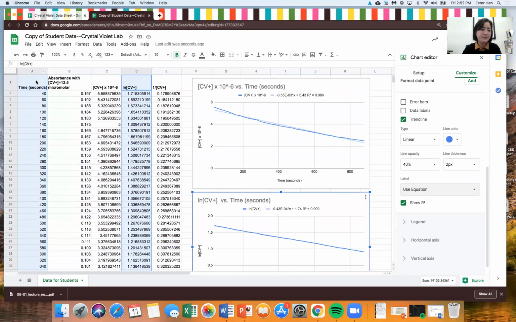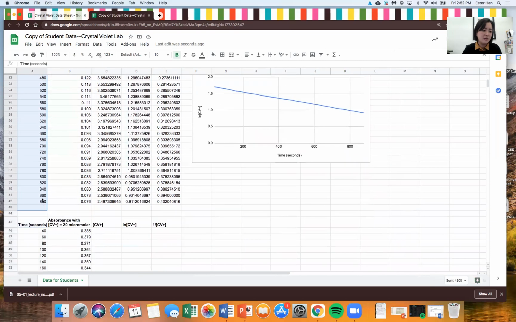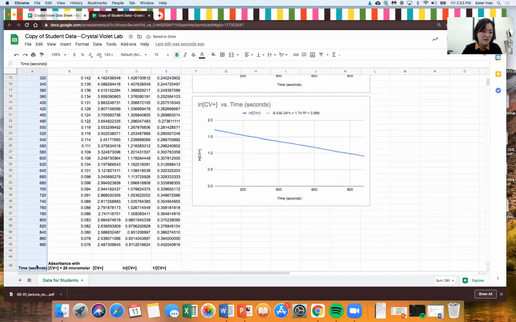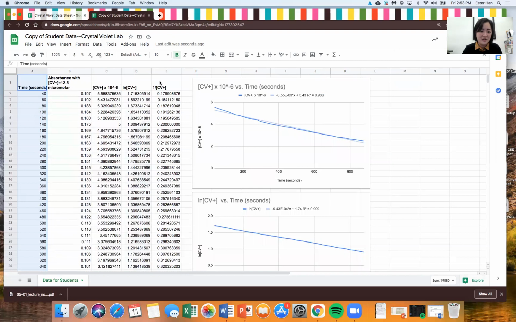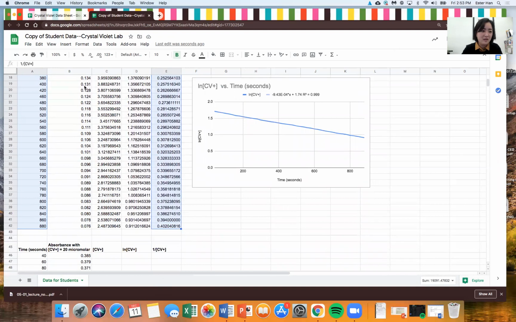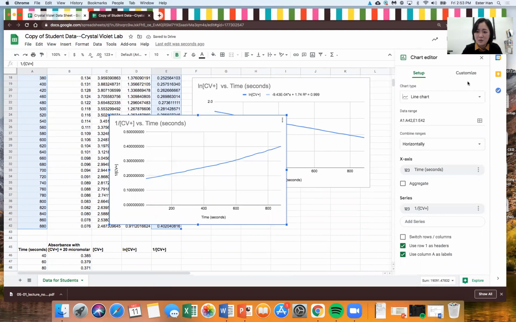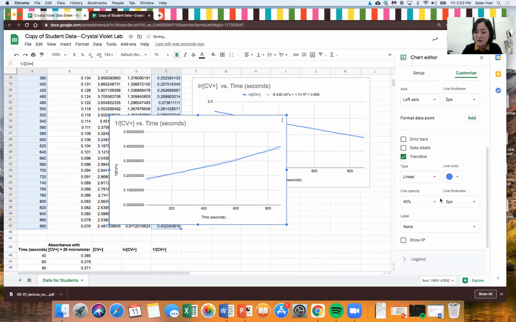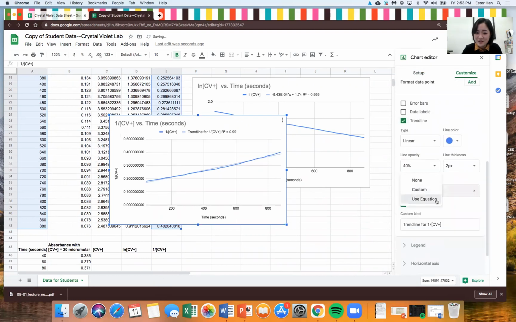Okay, and then one more time, we're going to do the same thing. Let's do that again. Highlight time, and then we're going to also highlight the inverse crystal violet. Then we're going to insert this in. Okay, so this is my graph right here. And one more time, let's do what we did before. Hit series. You guys should get really good at making graphs after doing this lab. All right, and we have our equation of the line. You see our R-square is also pretty high, it's 0.99.